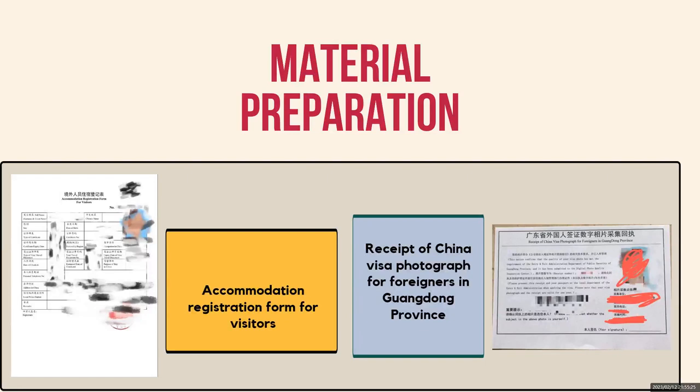And the next one on the right side, which I talked about, is the receipt of China visa photograph for foreigners. Actually, it's a long name, but this is the photo that immigration needs, not a normal photo, because they will take it electronically by scanning the barcode. However, this paper is available only for 1 year. So I think each year you need to print it, or go to the studio and issue a new one. Next.